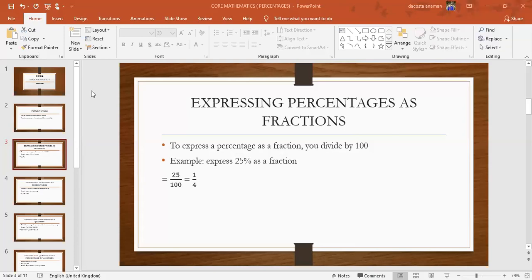Okay, let's continue from where we left. Expressing percentages as fractions. To express a percentage as a fraction, you divide that number by 100. Therefore, 25% will be 25 over 100. That will give us 1 over 4.